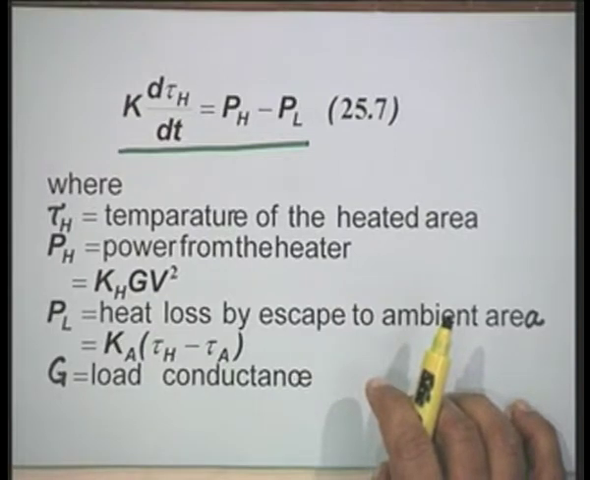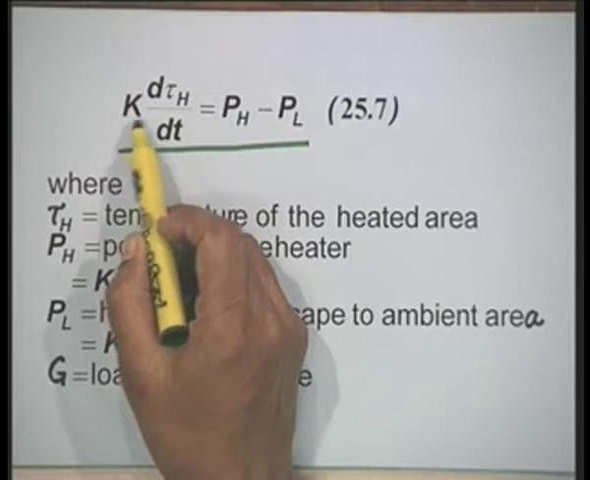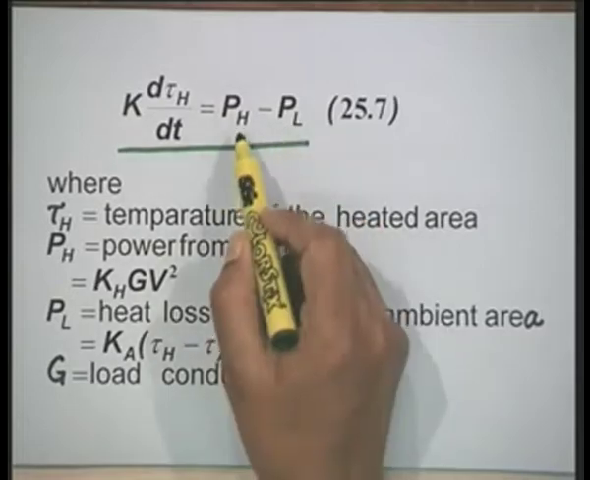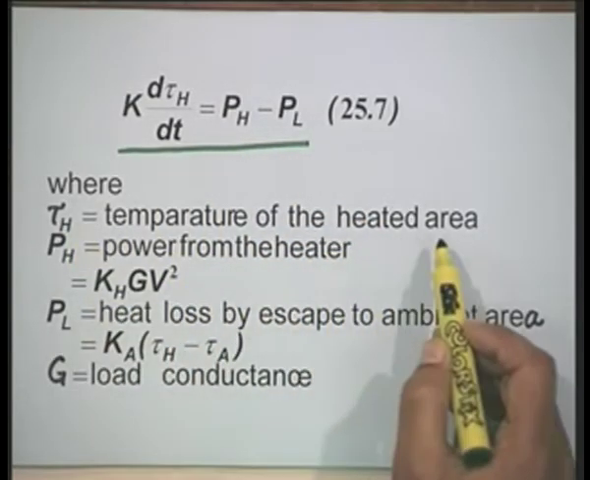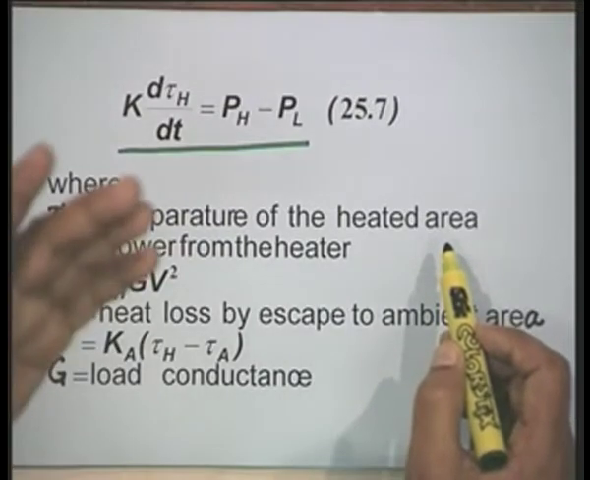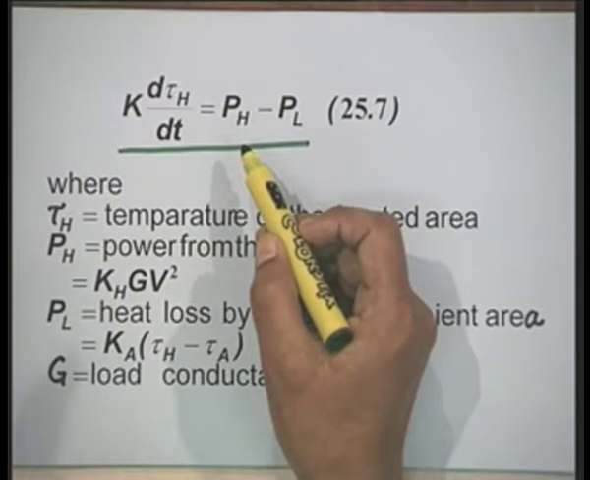because once I say it is a dynamic model, then these derivative terms will come. We will have to have differential equations to represent certain devices. That is constant coefficient K d by dt of tau h equals pH minus PL. Here this tau h is the temperature of the heated area which we want to regulate, want to control. How do we control this? By increasing or decreasing the heat generated by the heating device.